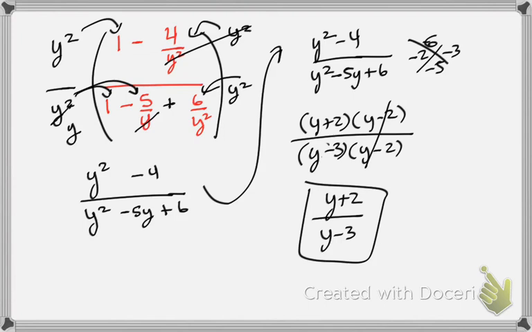Yes? Without the fix, is it y plus 2 times y minus 2 over y plus 1 times y minus 6? Yes, y plus 2 times the quantity of y minus 2 all over y plus 1 times the quantity of y minus 6. That's what I got for the other one.